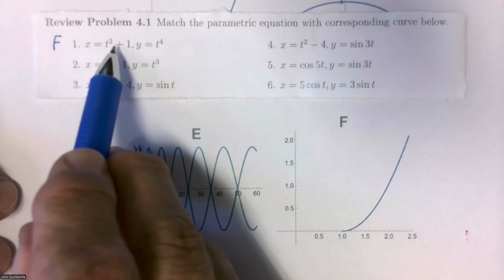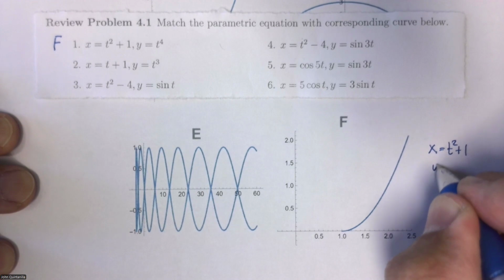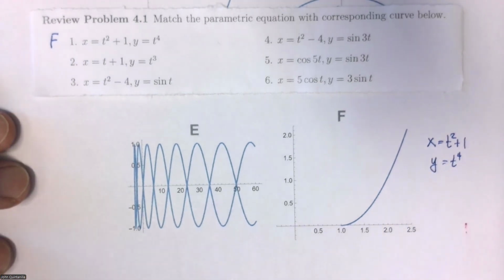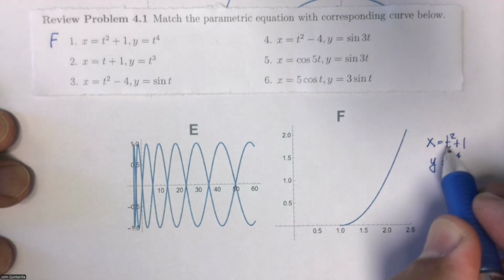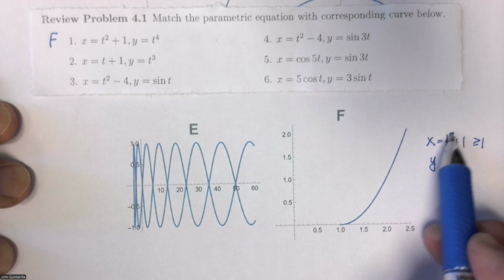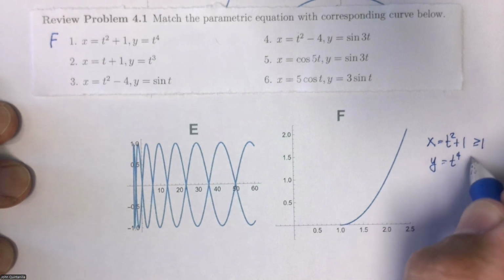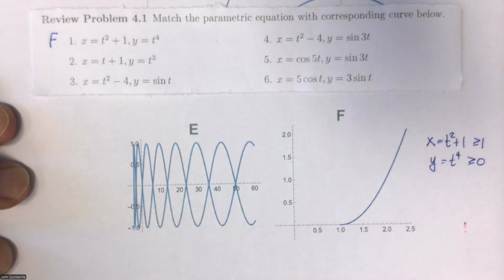Now, why is this graph here the same as the graph of x is equal to t squared plus 1 and y is equal to t to the fourth? A couple things that I observe is that t squared plus 1 must always be greater than or equal to 1, since t squared is always non-negative. Also, t to the fourth must never be negative. And I noticed that graph F is the only option of the ones given that satisfies both properties. The x-coordinate is always greater than or equal to 1, and the y-coordinate is always greater than or equal to 0. So I can identify it that way.